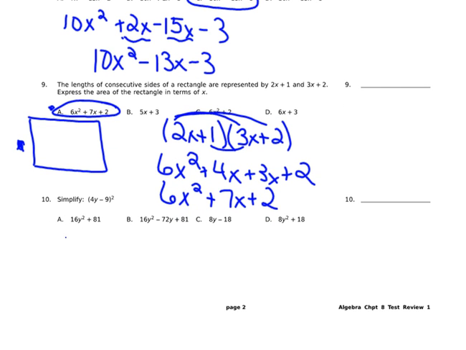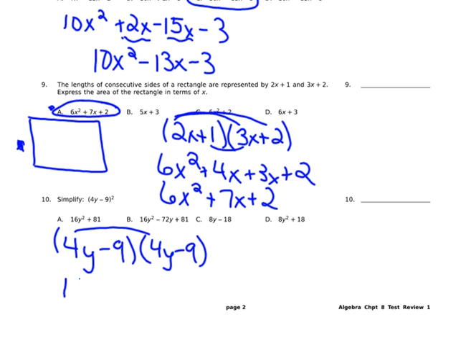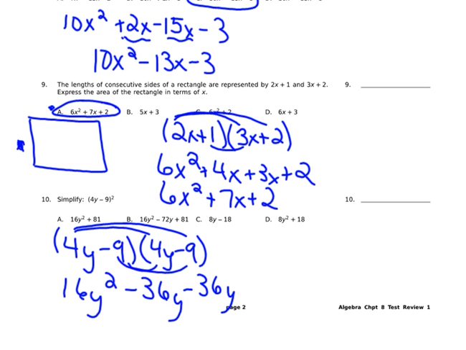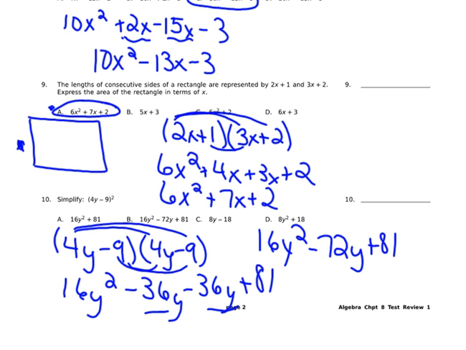Simplifying, remembering that when we have a square, it really means that we're multiplying it by itself. So whether you do the rule or you go through and do your distributive property, your choice. 4y times 4y is 16y squared. 4y times negative 9 is negative 36y. Negative 36y plus 81. Middle terms get put together. 16y squared minus 72y plus 81, which I believe was choice B.